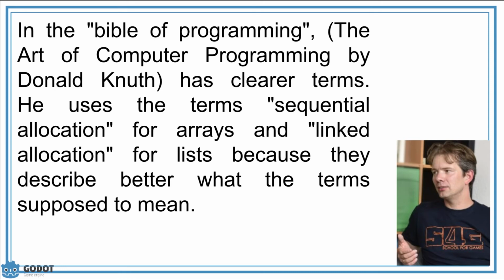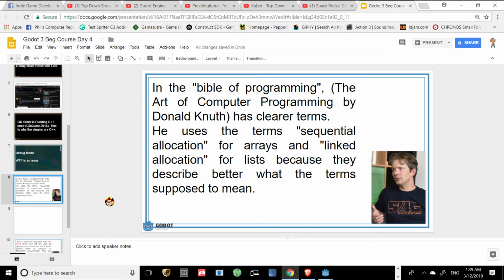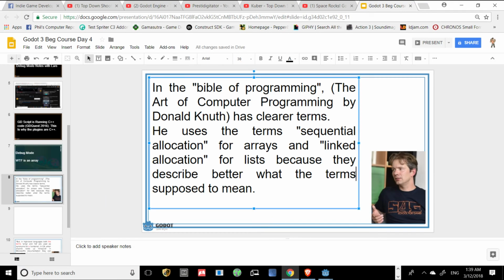Anyway, here we go. In the Bible of Programming, The Art of Computer Programming by Donald Knuth has clearer terms. He uses the terms sequential allocation for arrays and linked allocation for lists because they describe better what the terms are supposed to mean. You know, you edit these things and you just miss something.